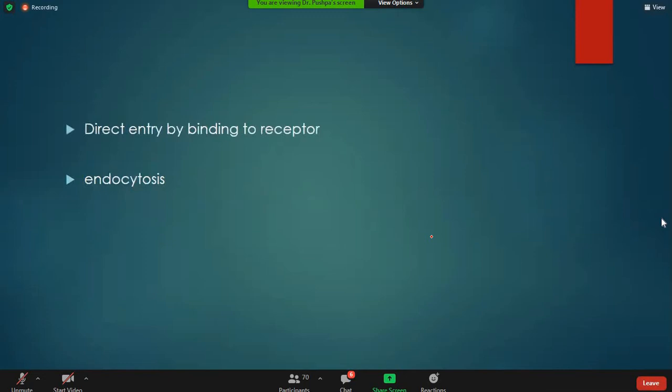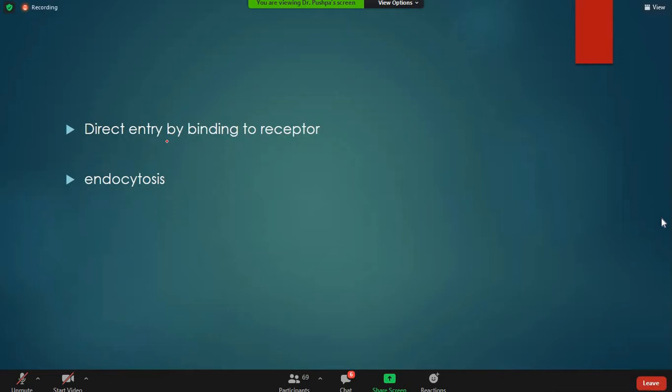So there are two methods: by direct entry by binding to the receptor, and by endocytosis, taking the membrane of the cell along with it, forming a vacuole type thing, and gaining entry into the cell. Here they bind with the ACE2 receptor by their parts S1 and S2. S1 has a receptor binding domain or RBD. And S2 fuses the viral cell membrane to the host cell membrane, and then the RNA is injected inside the cell. So this I was asking.